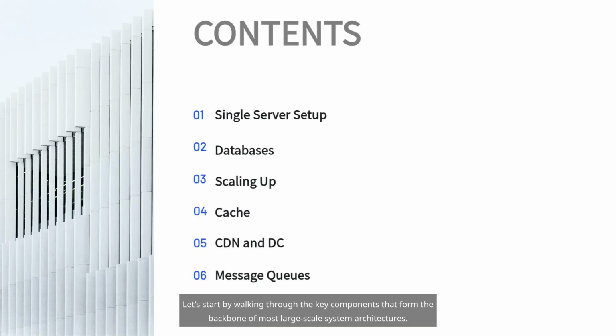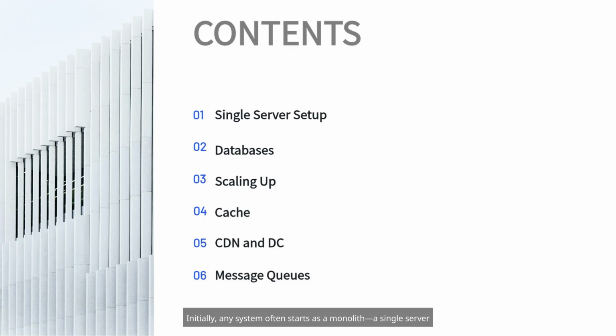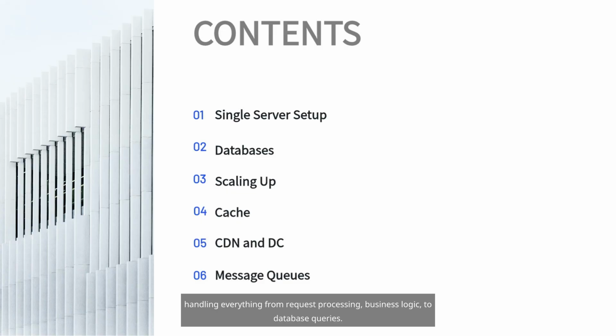Let's start by walking through the key components that form the backbone of most large-scale system architectures. Initially, any system often starts as a monolith, a single server handling everything from request processing, business logic, to database queries. This setup is simple and fast to iterate on, but it quickly becomes a bottleneck as user load increases.